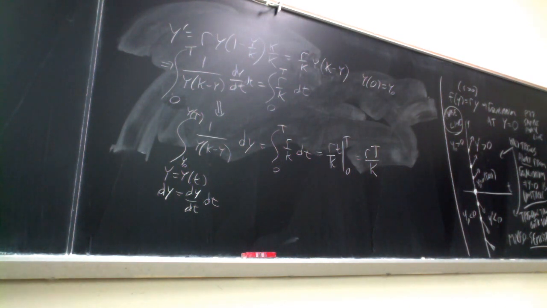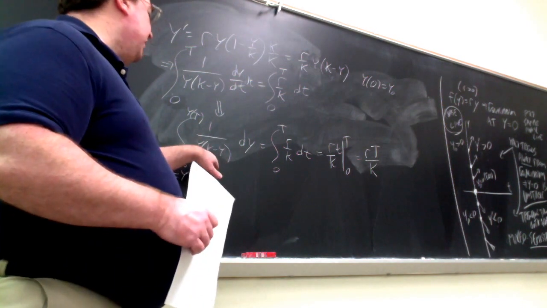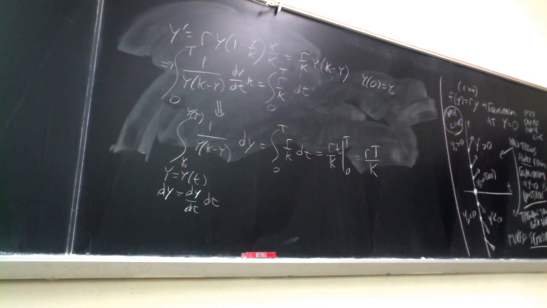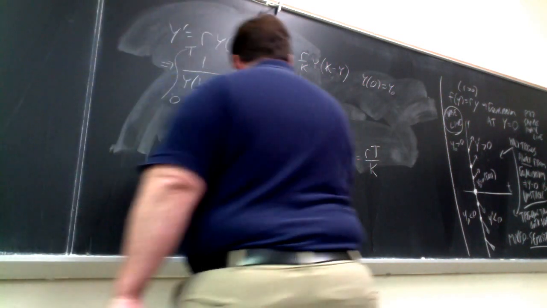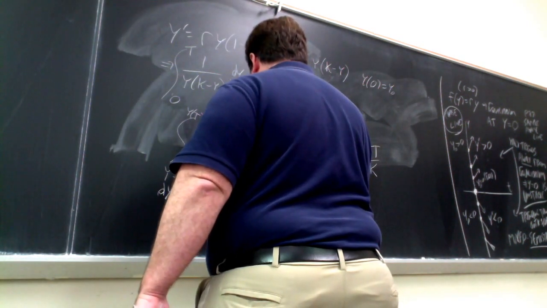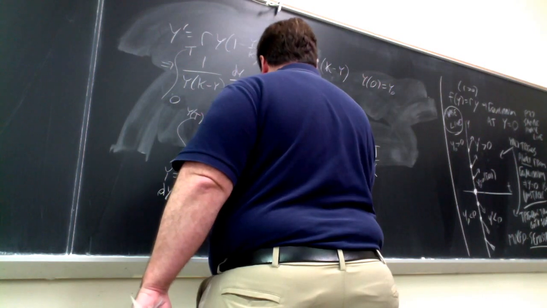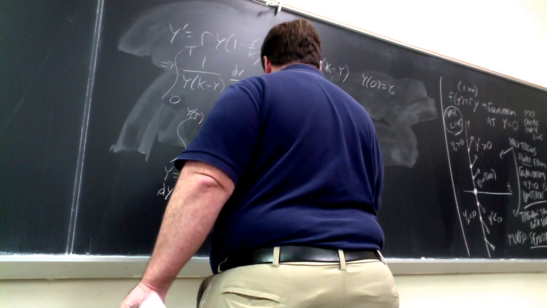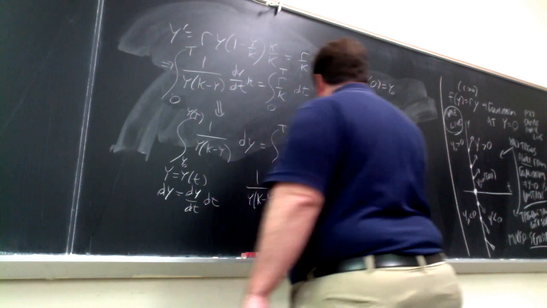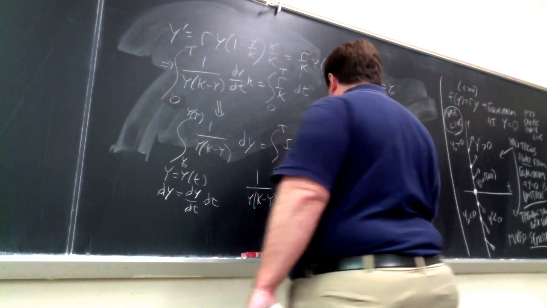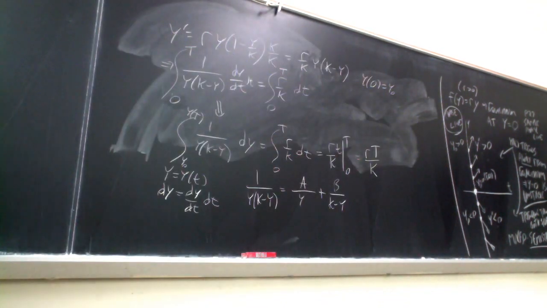Now, this integral on the left side, though, that's going to be a little bit more of a pain. How would you work out an integral like that? How did you handle that in Cal 2? Partial fractions. Yeah. So 1 over y times k minus y is equal to some constant a over y plus some constant b over k minus y. Hopefully this rings a bell.